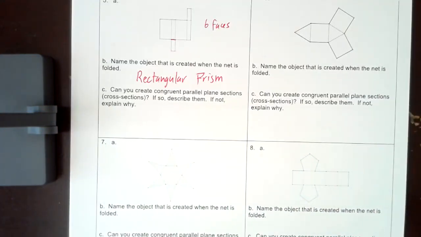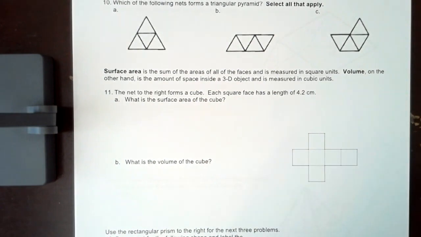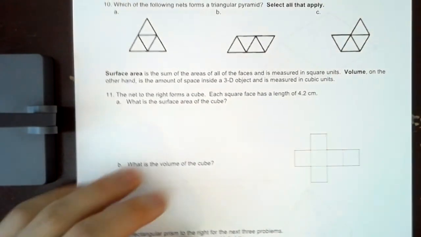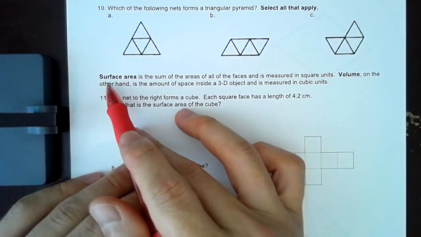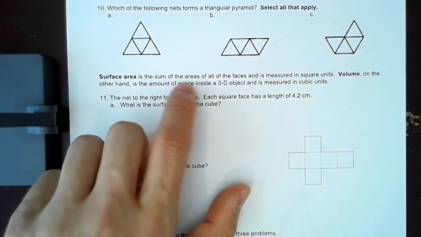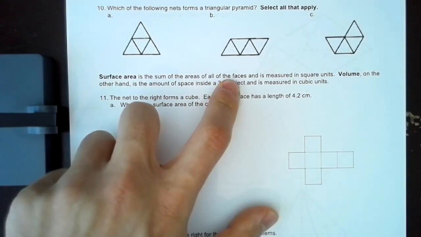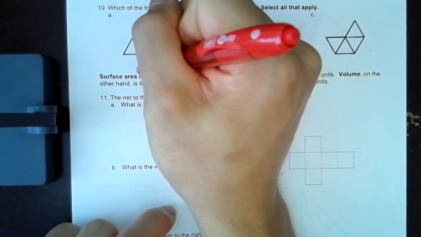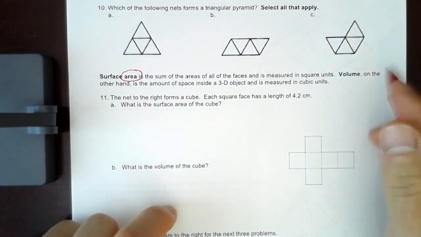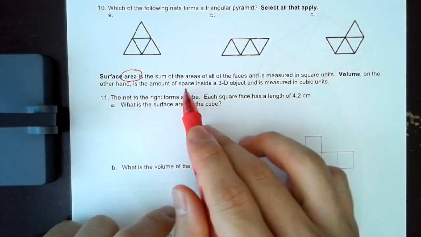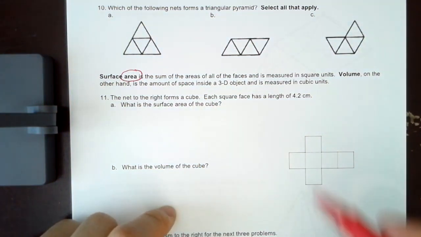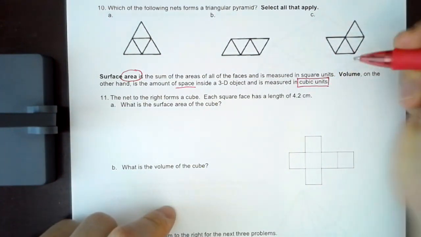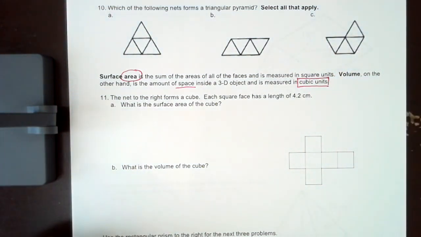Okay, I'm gonna fast forward all the way to where we need to be, which is the surface area. So let's first talk about surface area. Surface area is the sum of all the areas of all the faces and is measured in square units. It's measured in square units because it's area. Volume, however, is the amount of space within the three-dimensional object. So volume is space, and it's measured in cubic units. Okay, area is two-dimensional, volume is three-dimensional.